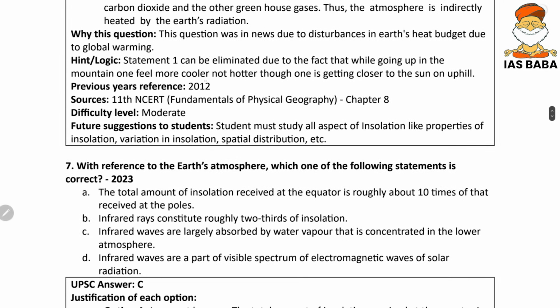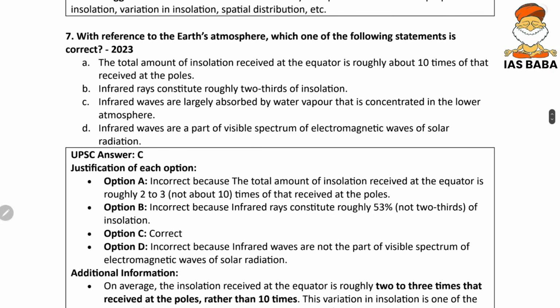And UPSC had not asked this question for the first time. Way back in the year 2012 also, a similar question was asked. Some understanding you will get from the 11th standard NCERT, that is chapter number 8, but for a detailed understanding you need to refer to this.